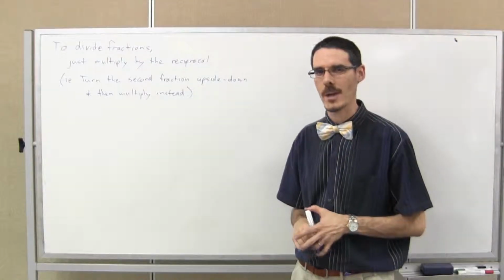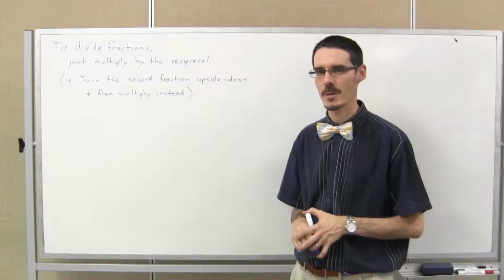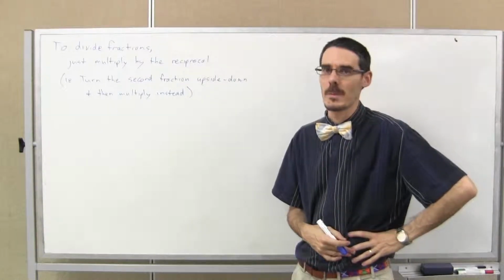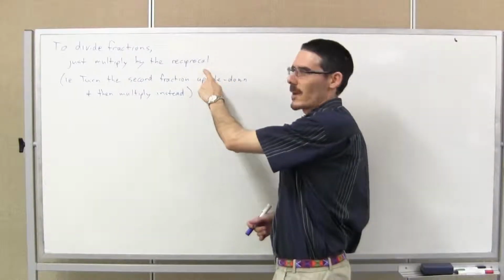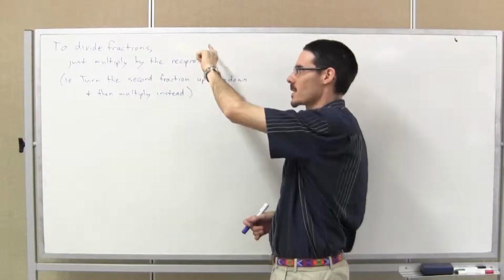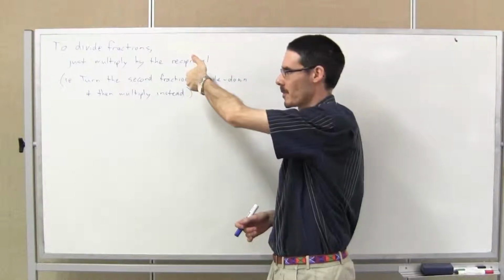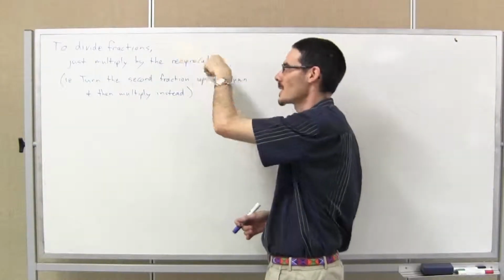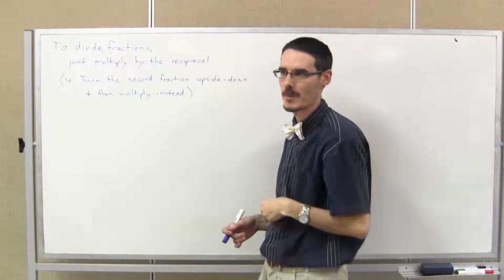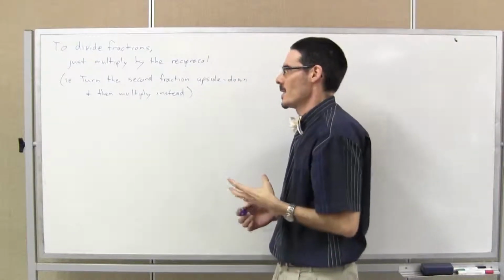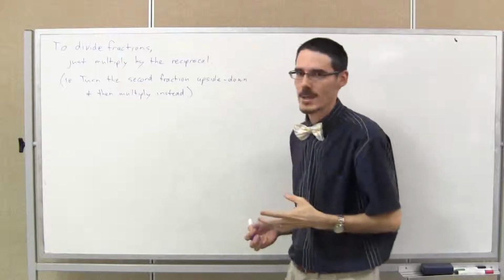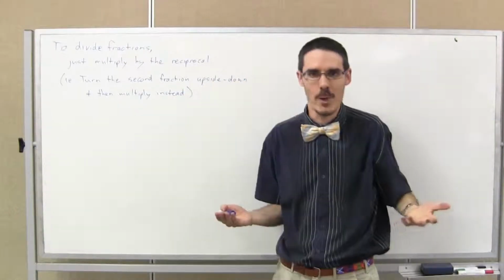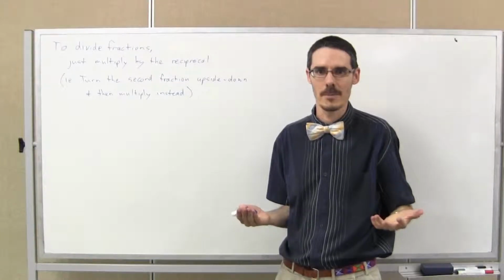To divide by a fraction, just multiply by the reciprocal. Okay, so what's a reciprocal? The reciprocal of a fraction is just the fraction turned upside down. Whatever was on the bottom is on the top in the reciprocal, and whatever was on the top is on the bottom in the reciprocal. So to divide by a fraction, you just turn the second fraction upside down and multiply instead of dividing.